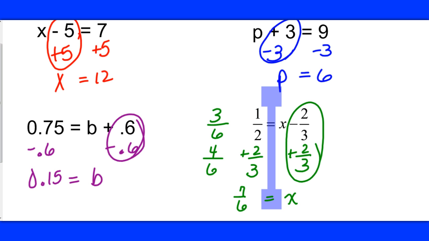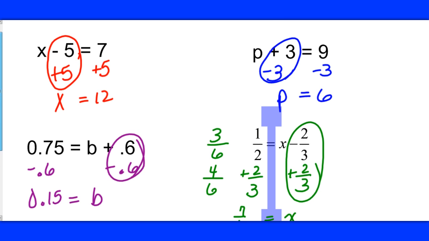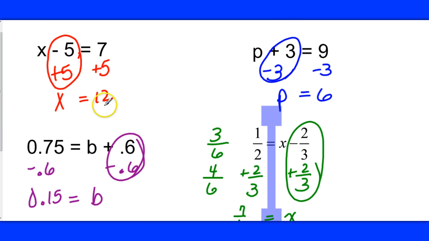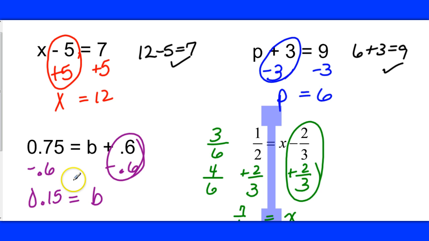Now, the neat thing about solving equations is that you should never walk away wondering if you're right or not. To see if you're right, all you have to do is substitute in. So in this one, I said that x was equal to 12. Very quickly, I go 12 minus 5 equals 7. Check. I said p was equal to 6. 6 plus 3 equals 9. Check.